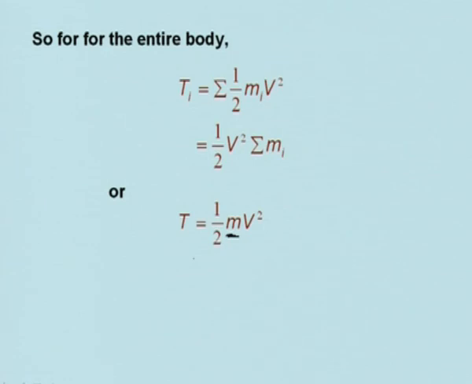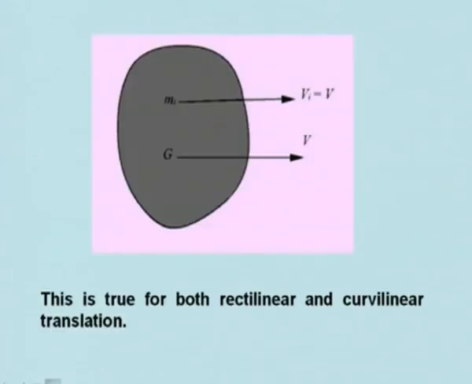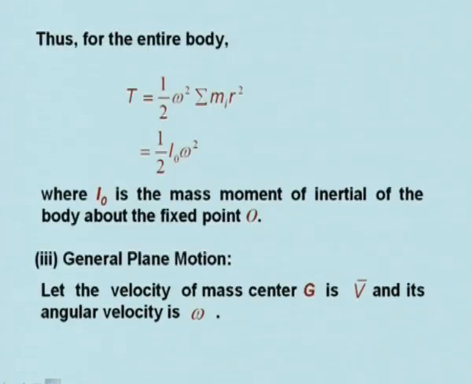In translation we do not have to worry, but still we talk about the velocity of the mass center. We say the body is moving in translatory motion. What is the velocity of the mass center? The velocity of the mass center should be the same as that of any other particle. So, here the velocity of the mass center G is like this, and the velocity of any other particle is also the same. So, Vi is equal to V. This is true for both rectilinear and curvilinear translation. No matter whether the body is moving in a straight line or in a curved path, you have got the same type of relation.